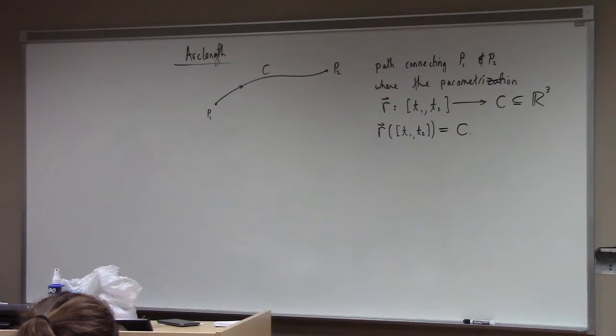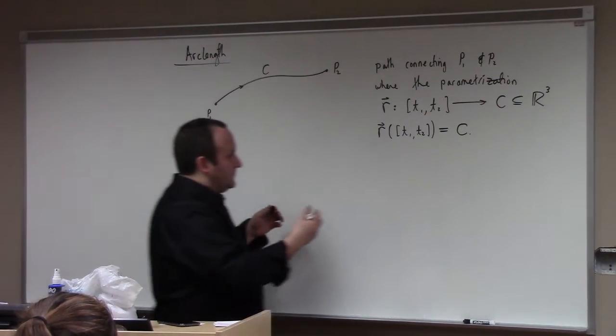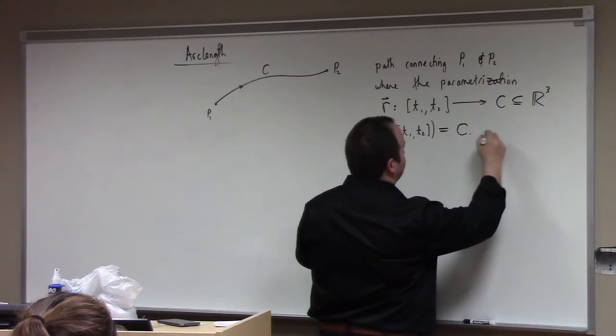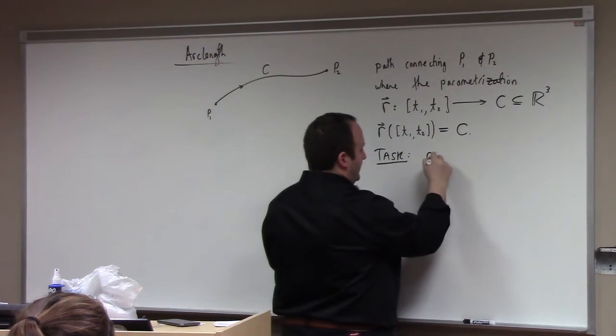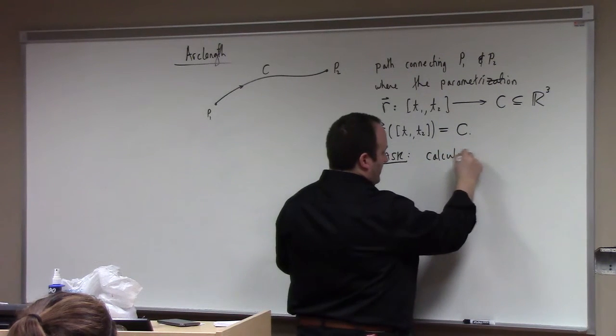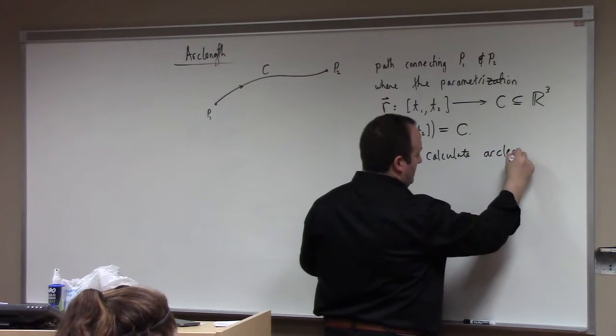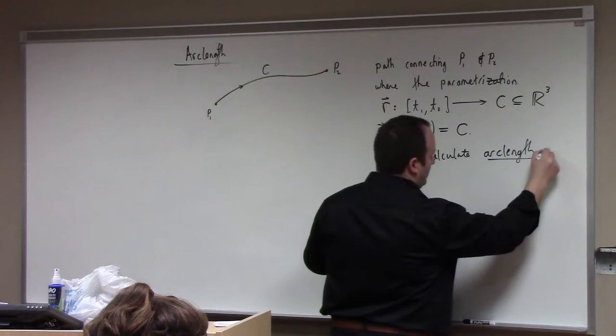All right. So we'd like to. This is a path connecting point 1 and point 2. We're given a parameterization, a parametric description of it, right? And the question, our task: calculate the arc length of C.